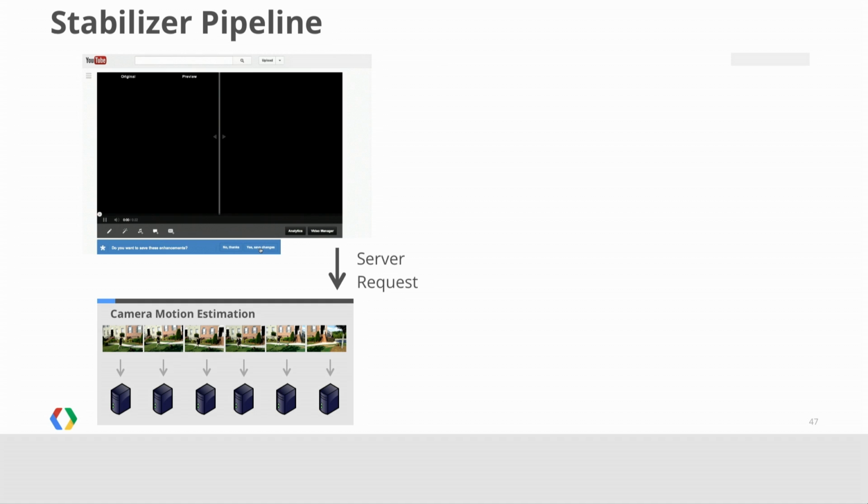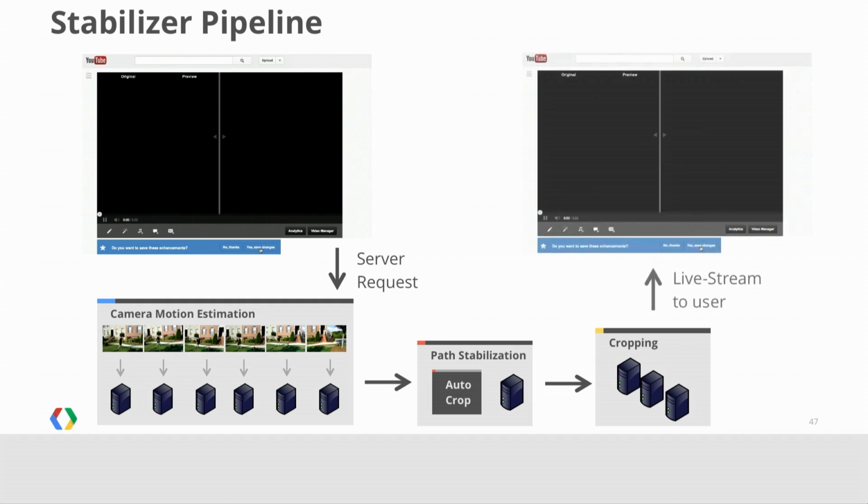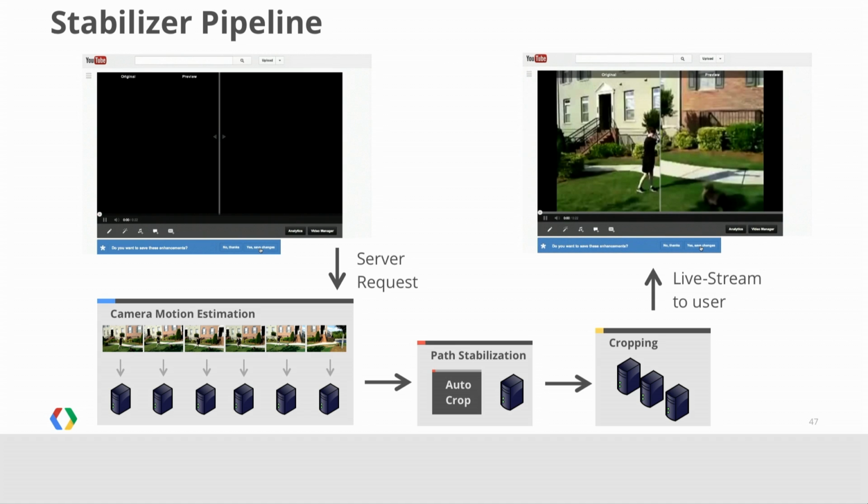Once we have the 2D camera path, we can then send it off to our stabilization engine to compute the stable camera path. There's a little addition here, and that is I haven't talked about what's actually the size of the crop window. And we can do this dynamically, and we'll look into this in a bit. In the last part, once we have our stable path, we can apply the cropping. Again, this is done on frames, so this can be done in parallel. And then in the end, we live stream the result to the user.